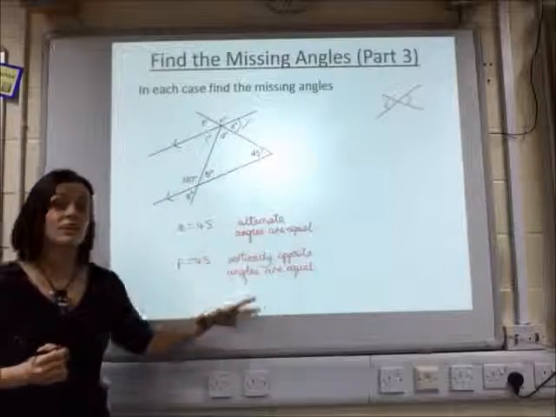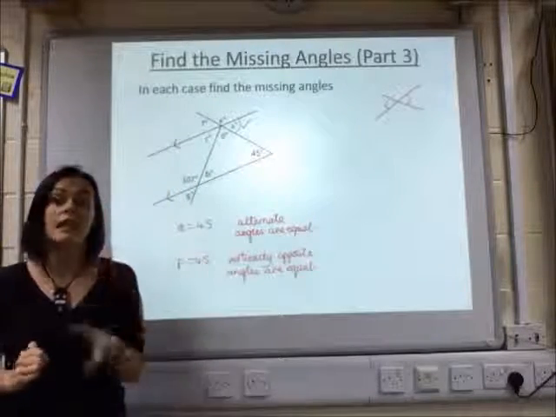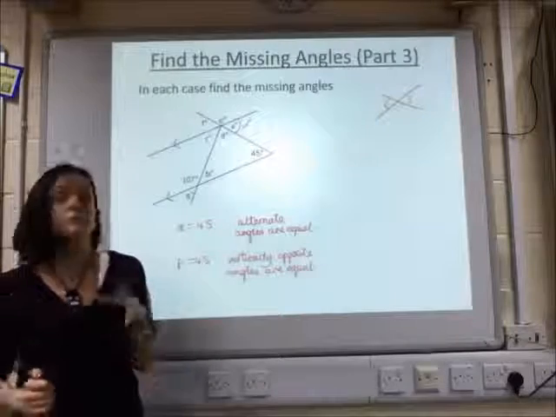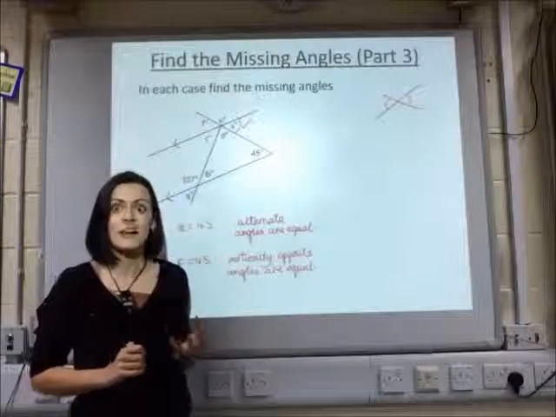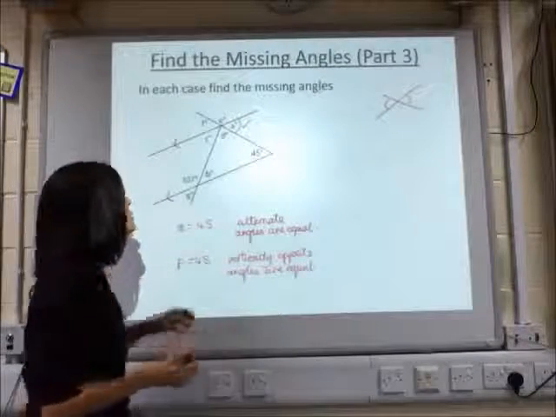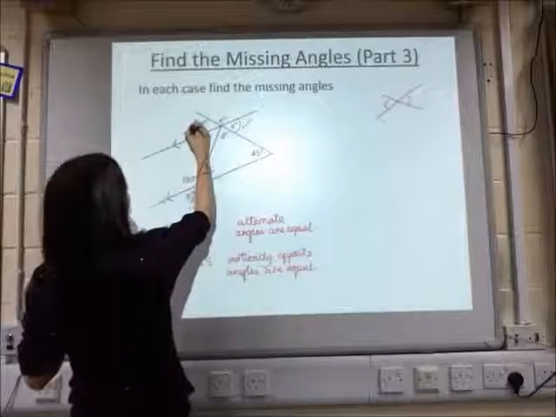Okay, so you're getting the idea with the reasons now. I'll stop writing the reasons down. I'll just say them to you to save a little bit of space, but you must make sure that you give a reason every time you write the size of an angle in the exam. So what have I got? I've got A, I've got F.